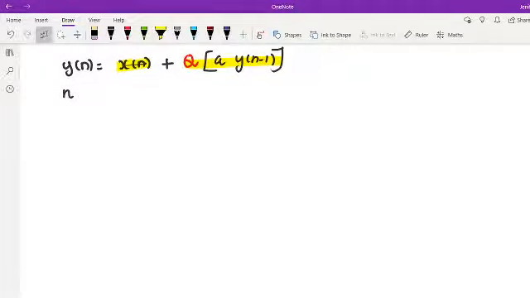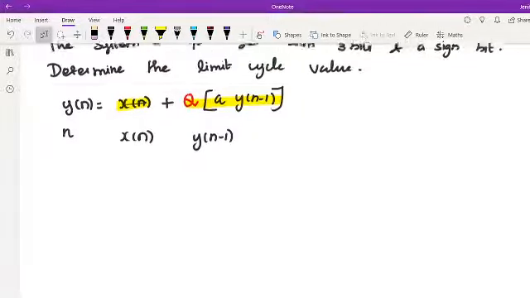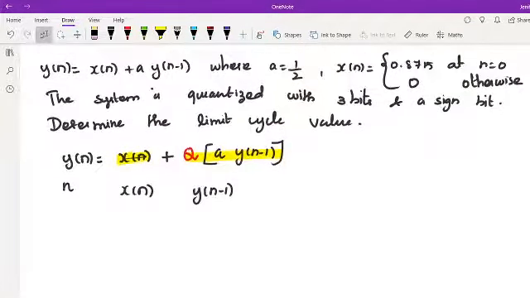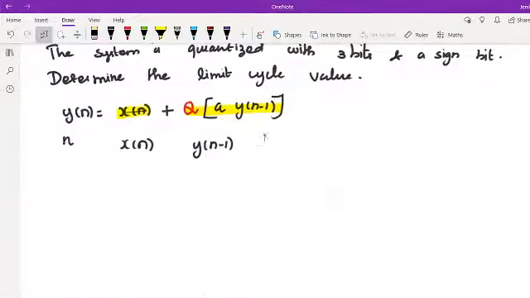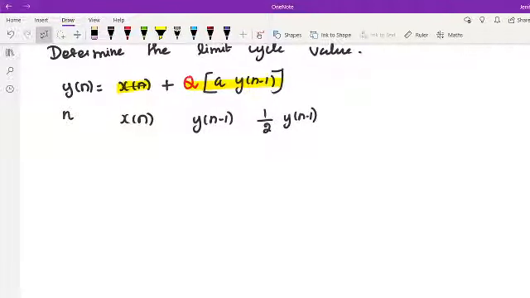So now, first I am selecting n, and every duration I am going to calculate what is x of n, and every duration I am going to calculate y of n minus 1, that is the previous answer, and I'm going to multiply that with a. For this particular problem, the a is given as 1 by 2. So I'm going to represent that as 1 by 2 y of n minus 1. Once the multiplication is over, it is going to be quantized.